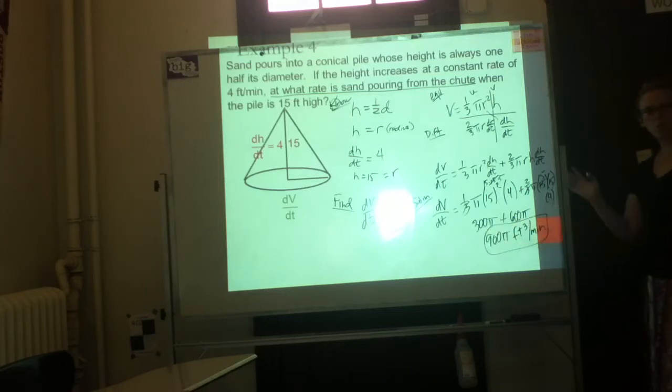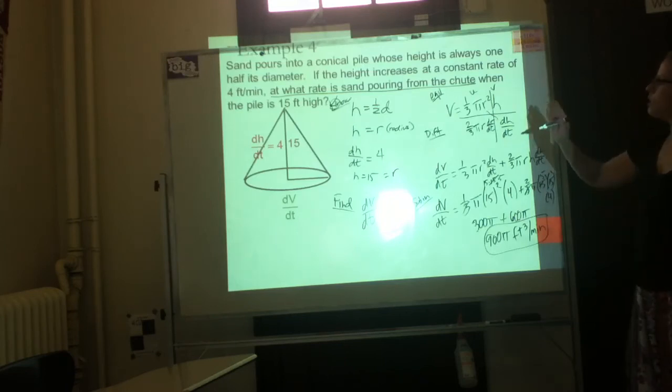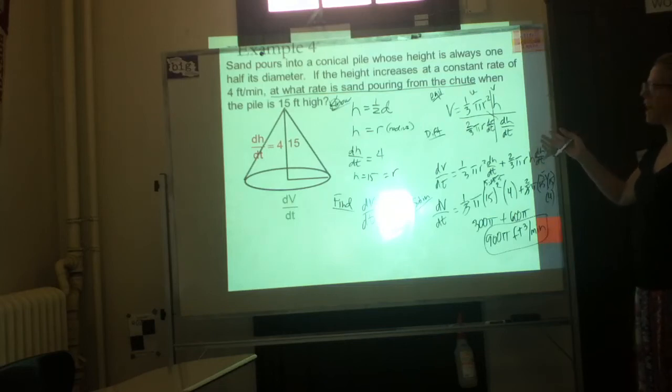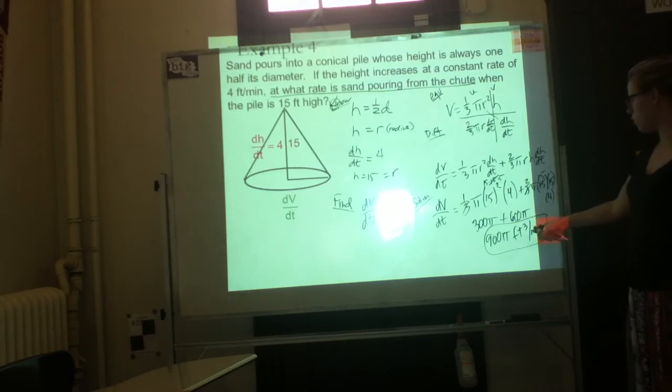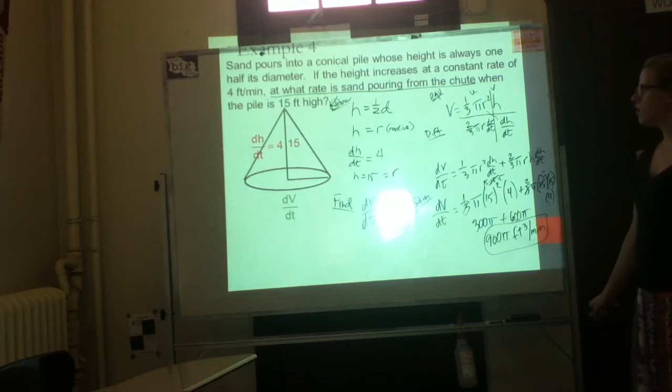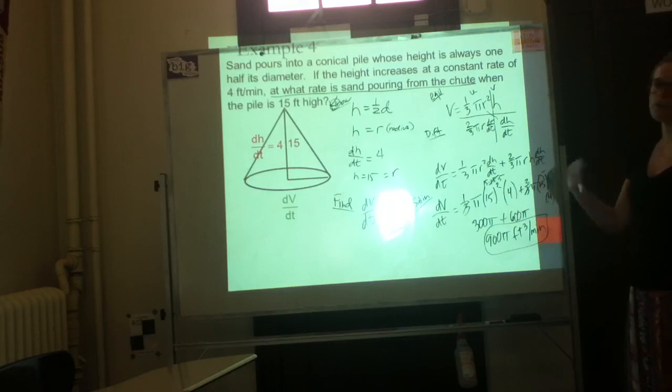Woohoo! If you're writing a sentence, I would just use the word volume. There's no reason to be cryptic about it. The volume of the sand pouring from the chute increases at a rate of 900 pi feet cubed per minute. If you want to be really good, you can say when the pile is 15 feet high. It'd be extra awesome.